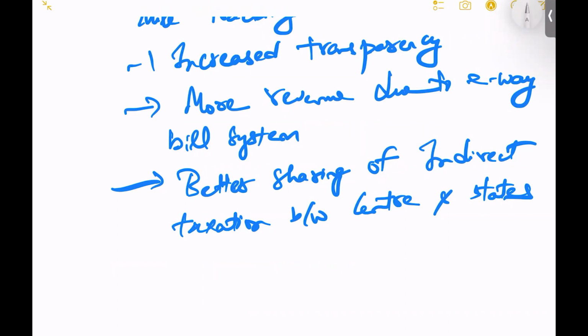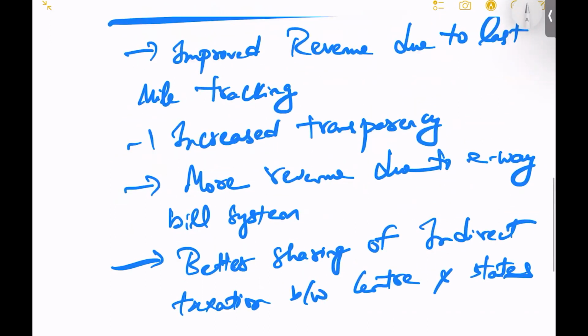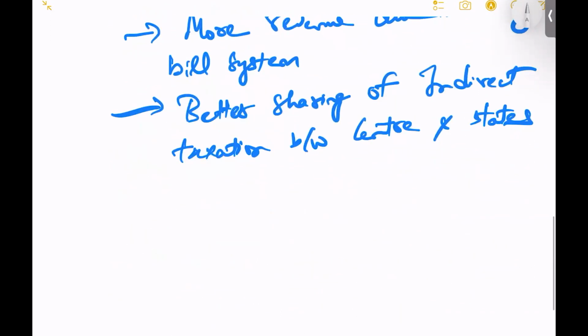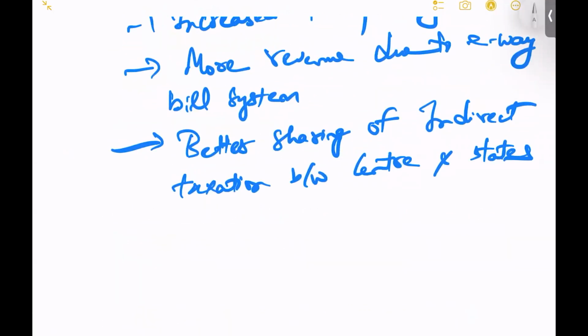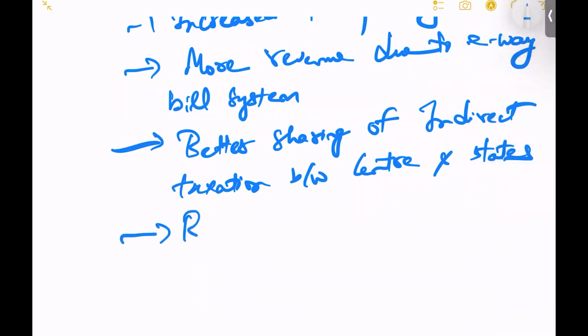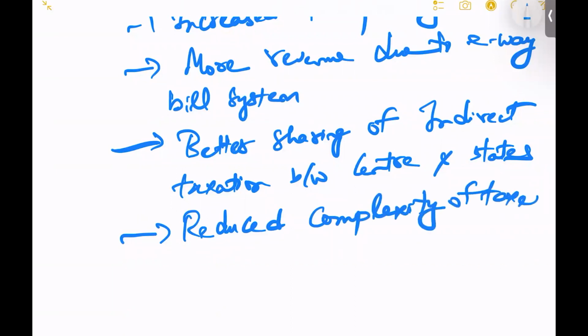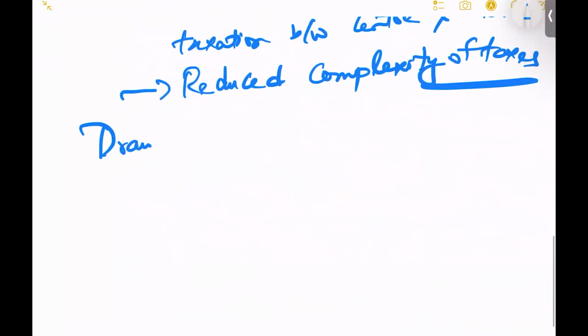Okay, and then, though it is not related to revenue implications, you can say that reduced complexity of taxes. Reduced complexity of taxes. Okay, but then you just give some drawbacks of GST.